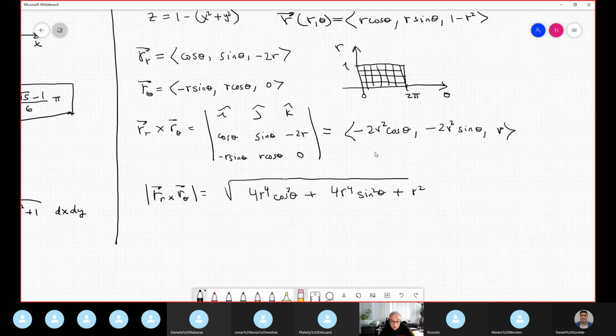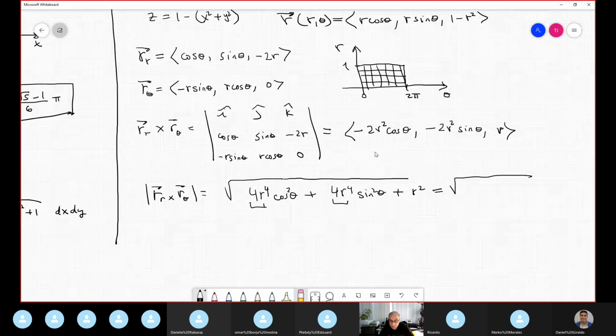It's obvious that you factor out 4R to the 4th power. You have sine, cosine squared plus sine squared is 1. So the answer so far is the square root of 4R to the 4th power plus R squared.